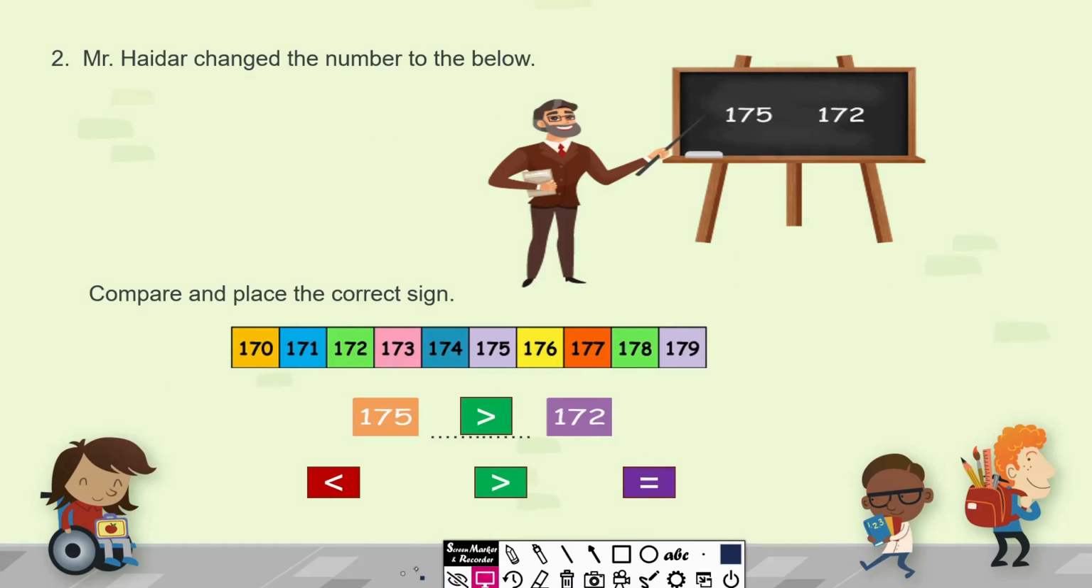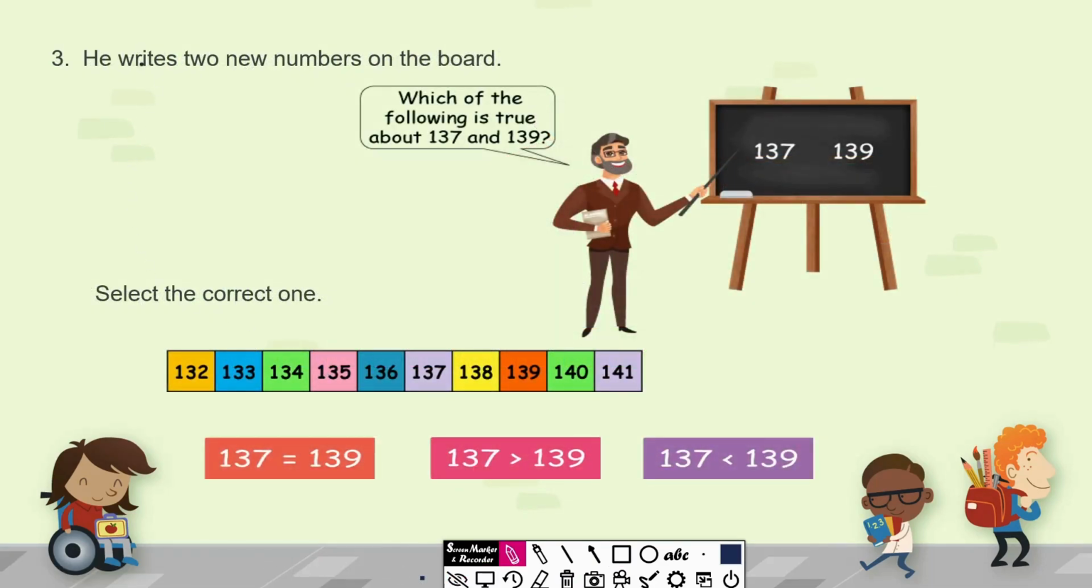Okay, let's move further. Now, he writes two new numbers on the board. Okay, what are these numbers? Number 137 and number 139. And Mr. Heather is saying something. Which of the following is true about number 137 and number 139? Okay, select the correct one.